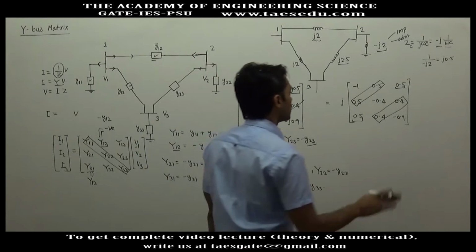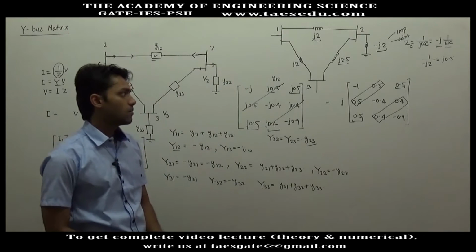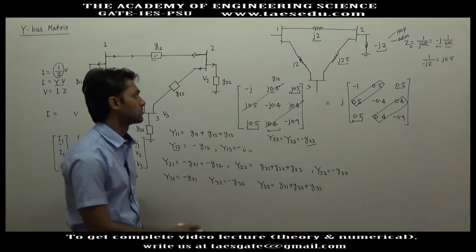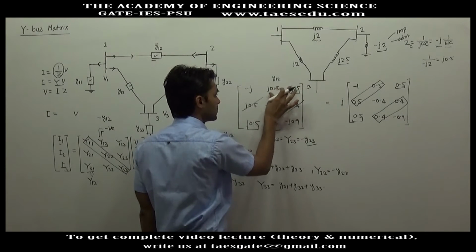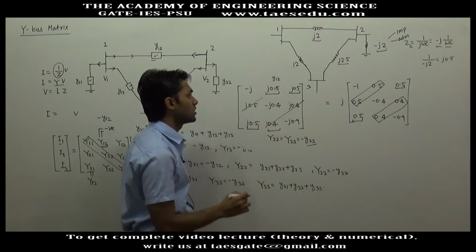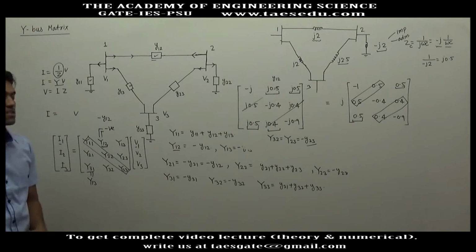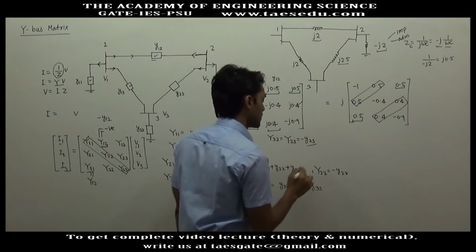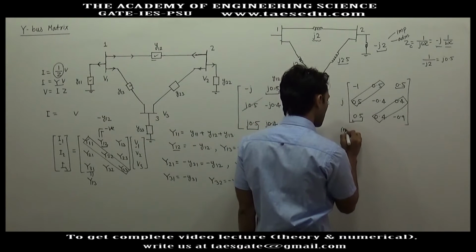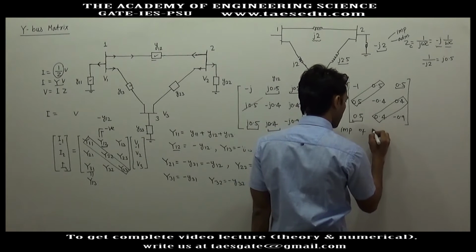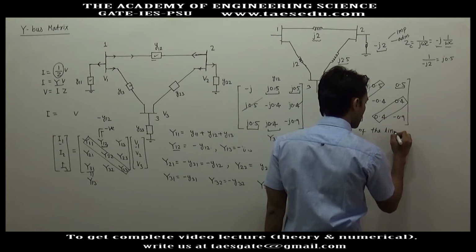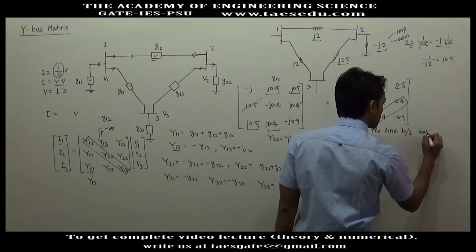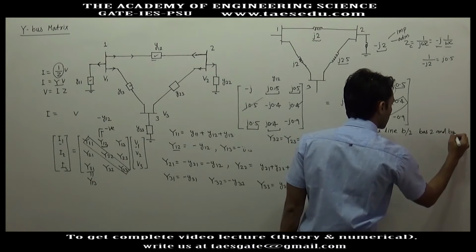Okay, so now if you are given a Y bus matrix of a power system, let's say you are given this power system, and you are asked to find the impedance of the line which is connected between bus 2 and 3. Suppose you are given this admittance matrix and you are required to find the impedance of the line between bus 2 and bus 3.